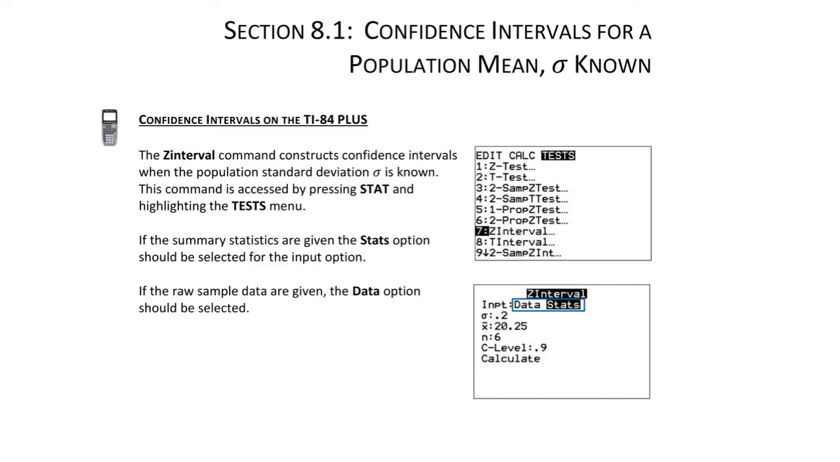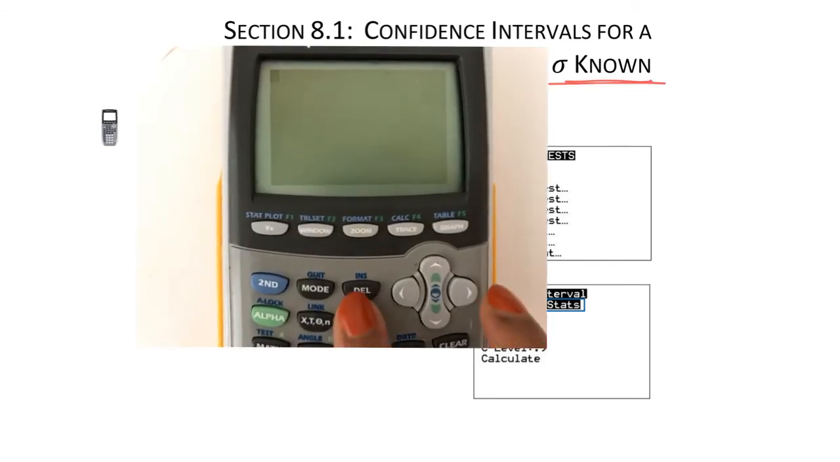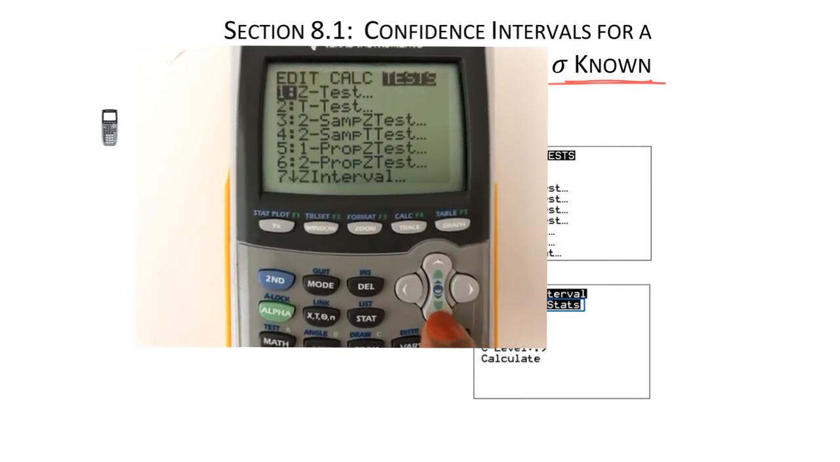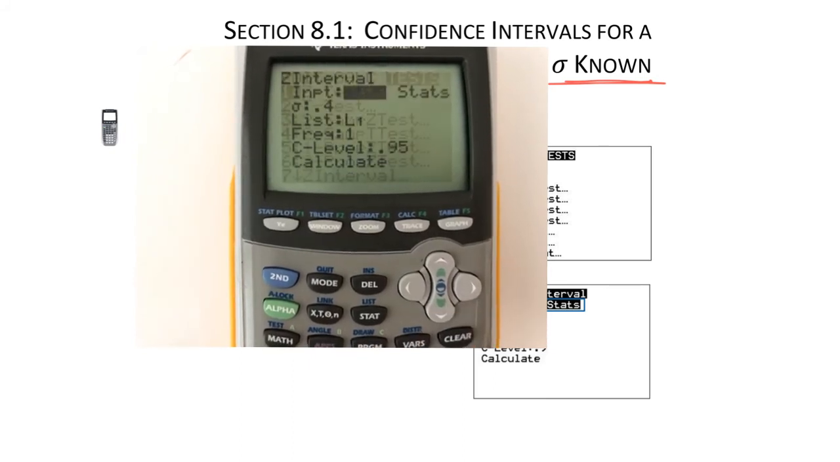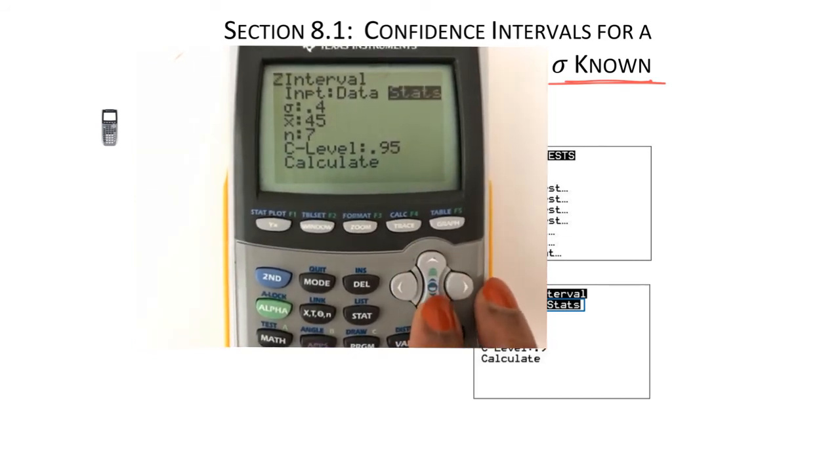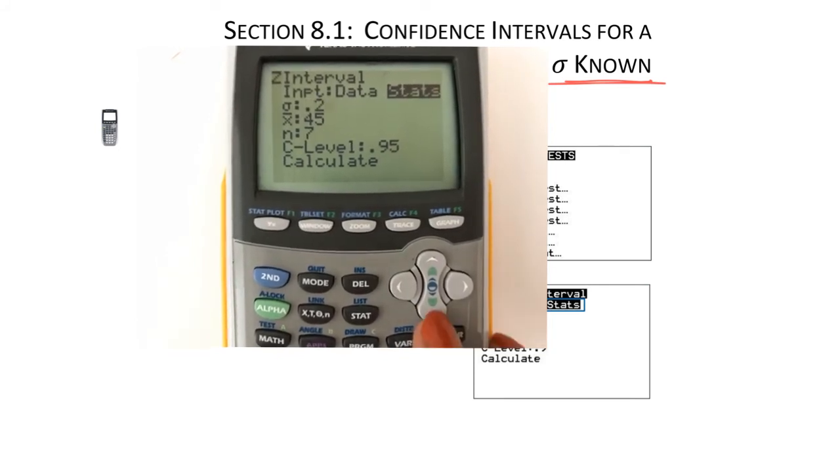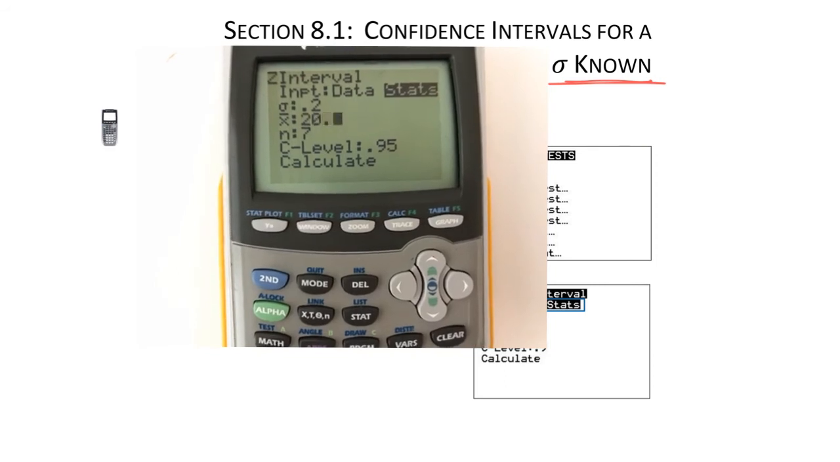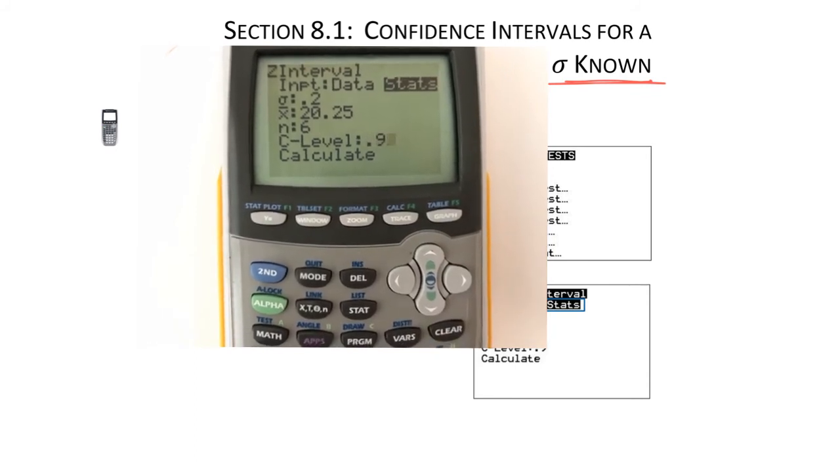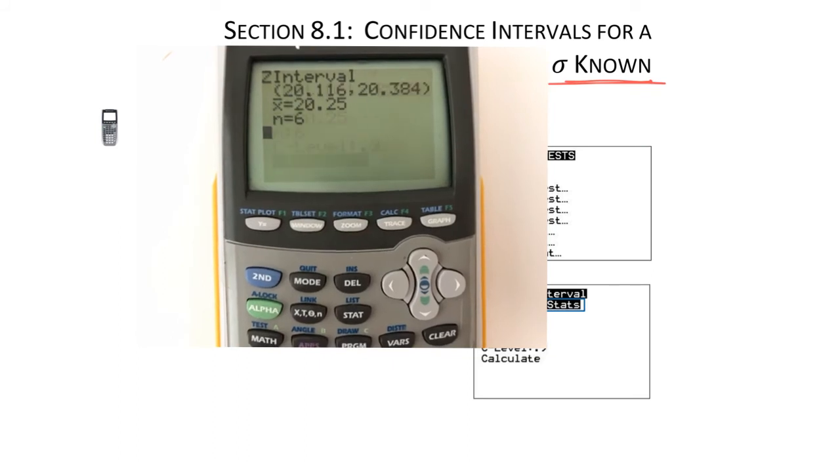You can use the TI-84 calculator to find the confidence interval for a population mean when sigma is known. First press stat, use the arrow key, select test, select option 7. You can use the arrow key or you can press 7. Then highlight stats, press enter. And I'm going to use the values from the previous example, 0.2, 20.25, and the sample size 6, and the confidence level 0.9. Then highlight calculate, press enter. It will give you the interval. Round that to 2 decimal places.